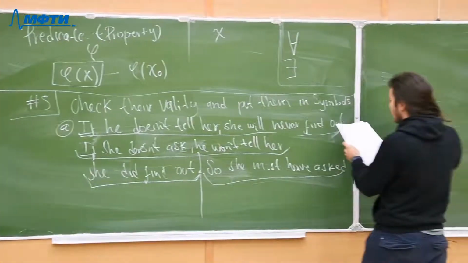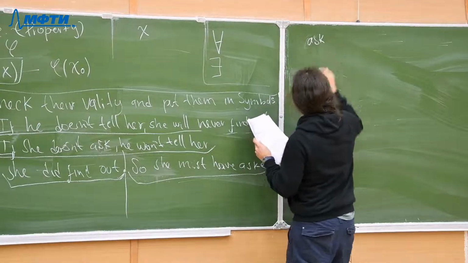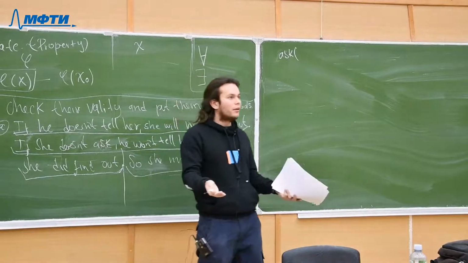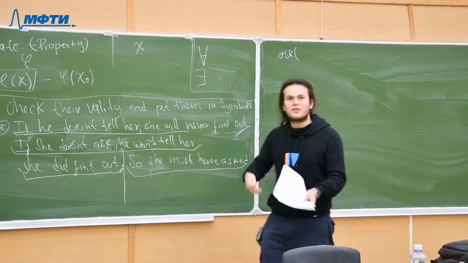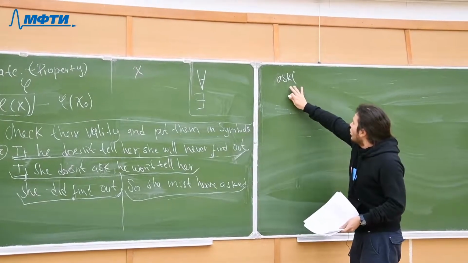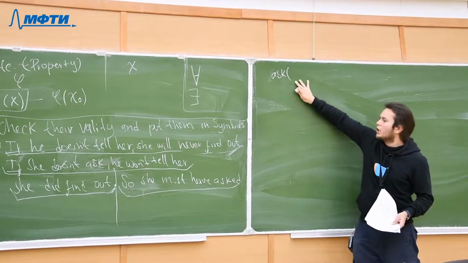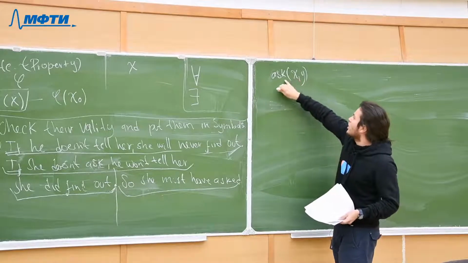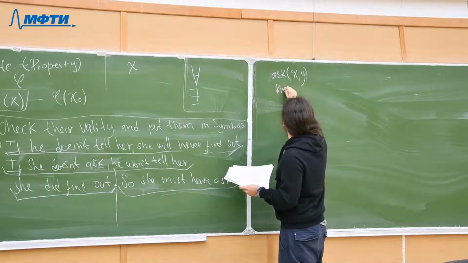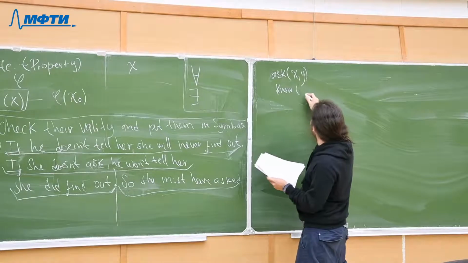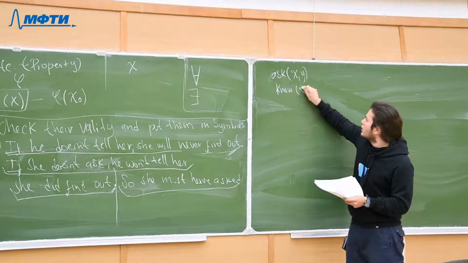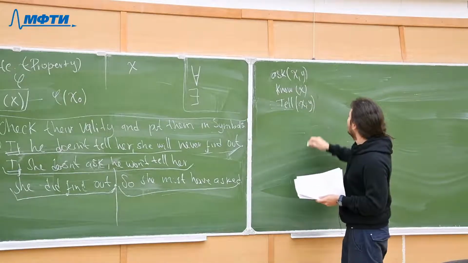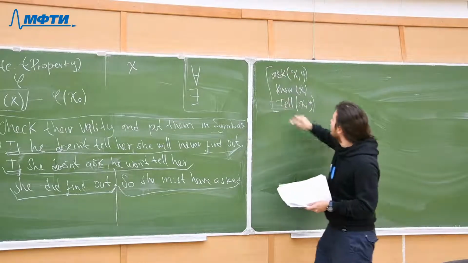So let's first define the predicates. What kind of predicates are there? We have unary predicates, binary, and so on. We define the predicate ask. How many variables should I put here? Two, right? Because she asked him. And know: just one, she knows. And tell, also two, he tells her. So we have these predicates.